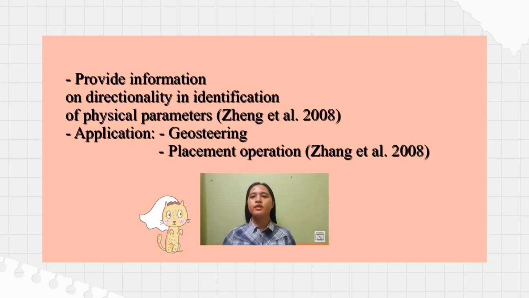The resistivity logging tools have been developed by integrated service providers which provide modern instruments like the transmitter and receivers with several components and provide valuable information on directionality in the identification of physical parameters. With these new instruments, it has found major applications in geosteering and well placement operations.